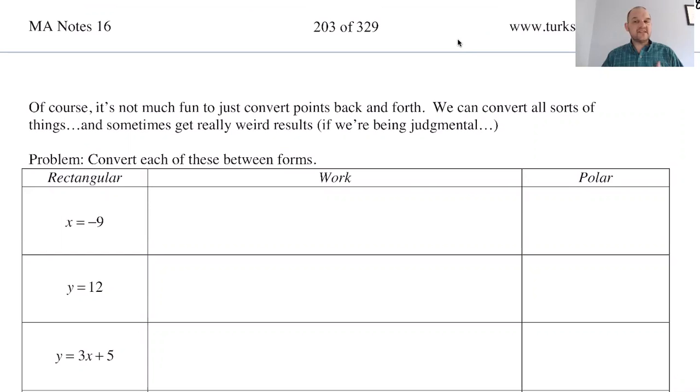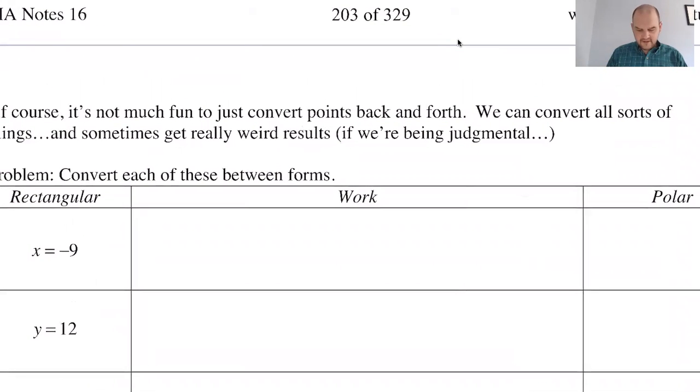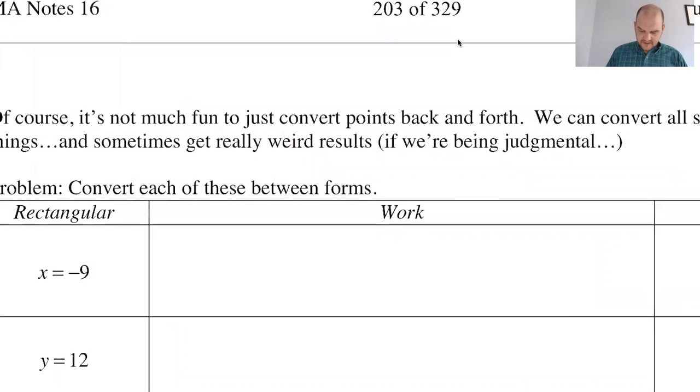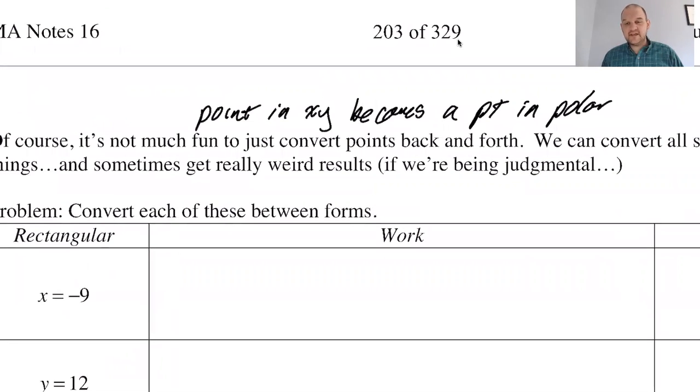Let's convert some things that aren't points. So there's one point that I want to make about converting points. A point stays a point. So a point in xy becomes a point in polar. That seems like a stupid thing to say, but I've been doing this a long time, and I know that people mess that up all the time.